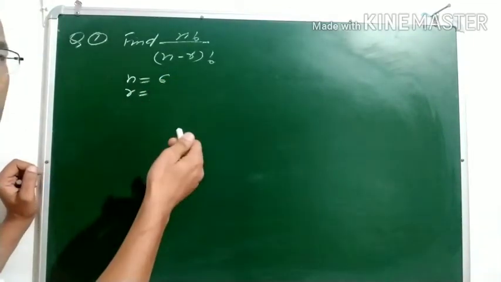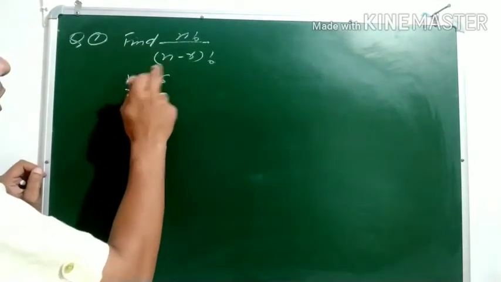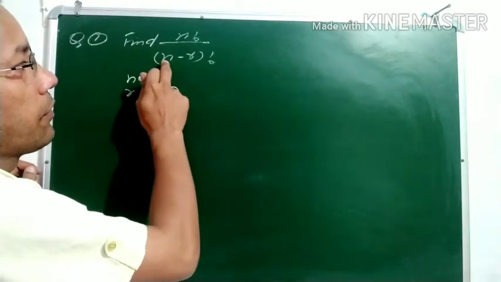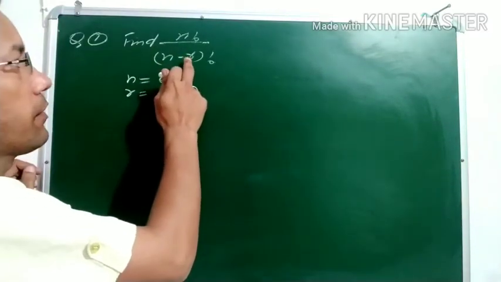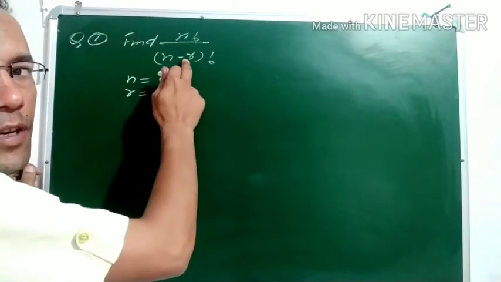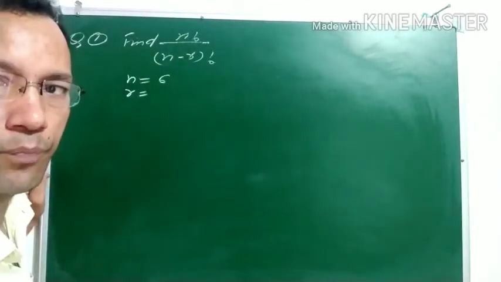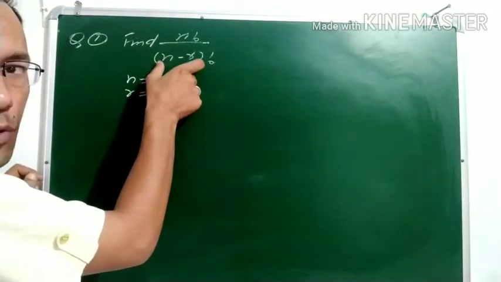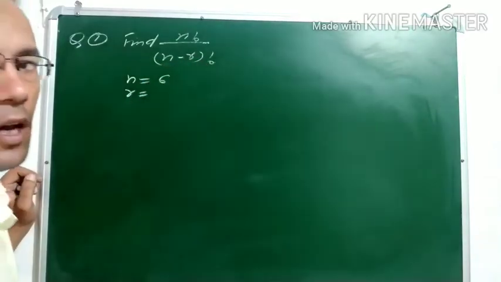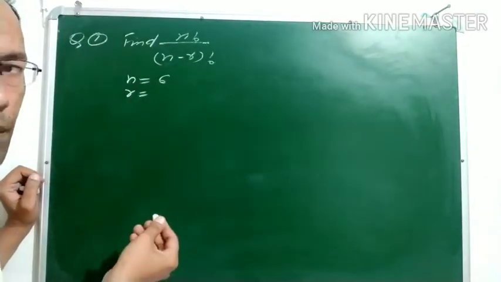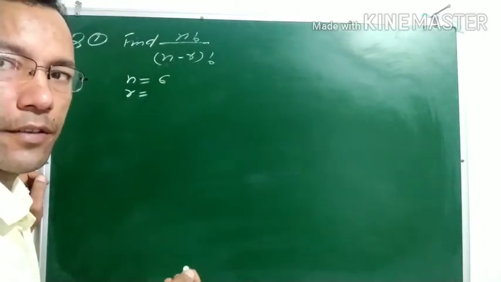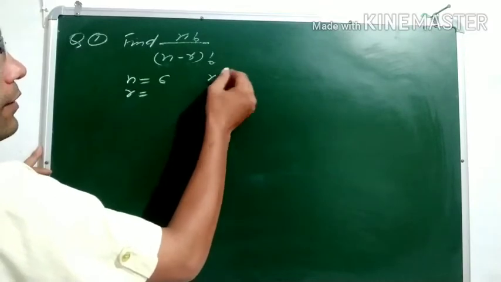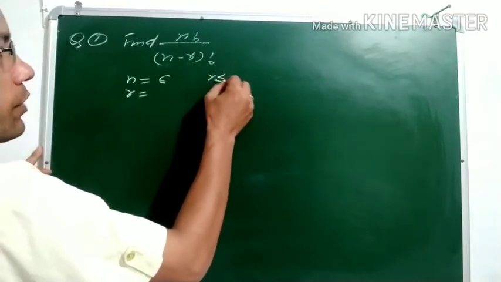Right, we cannot write this as r greater than 6. See this one. If I write r greater than 6, for example r is 7, then 6 minus 7 is minus 1, and minus 1 factorial we don't know, right? So it must be greater than or equal to 0. This is the denominator, n minus r. So r could be anything apart from greater than 6. Here r is less than or equal to 6.